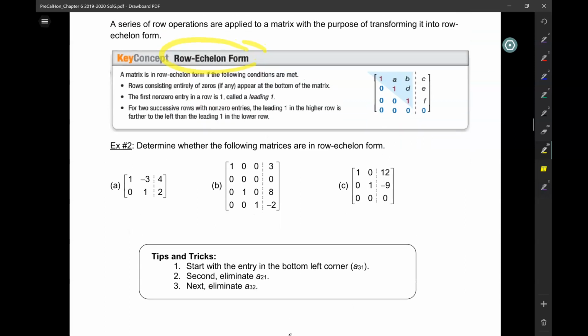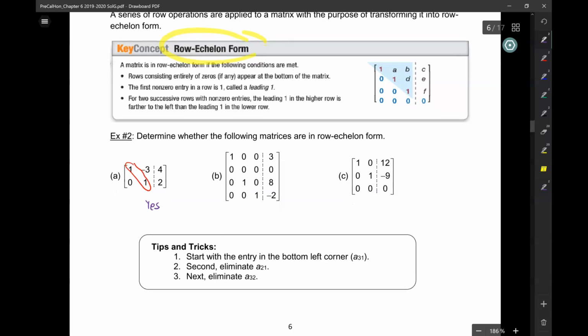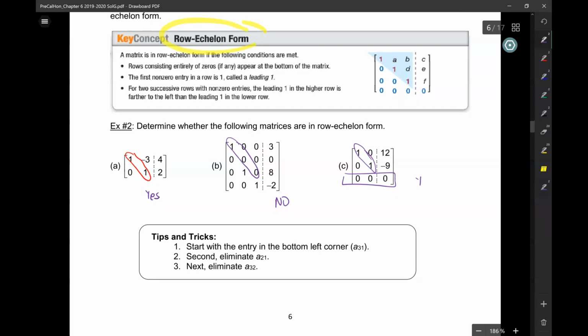So take a look at these. Are any of these in row echelon form? So basically, if you get the main diagonal, are they all 1s with everything underneath 0? Does that qualify? Yeah, so this is in row echelon form. How about this one? Is this in row echelon form? No. Next one. There I have a leading diagonal. I have a row of all zeros, but it's placed on the bottom, so yes, this qualifies. There could be a row of all zeros in row echelon form.